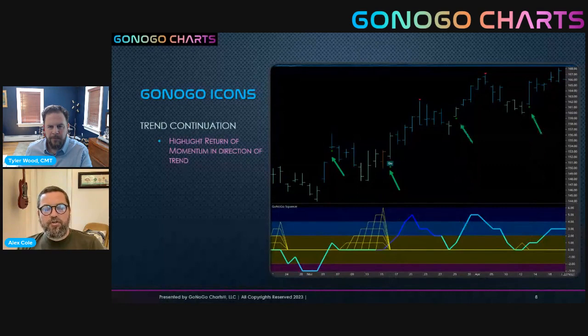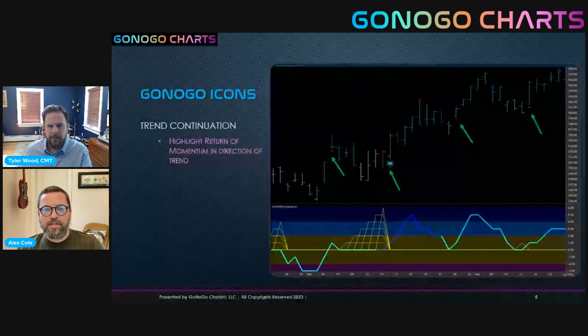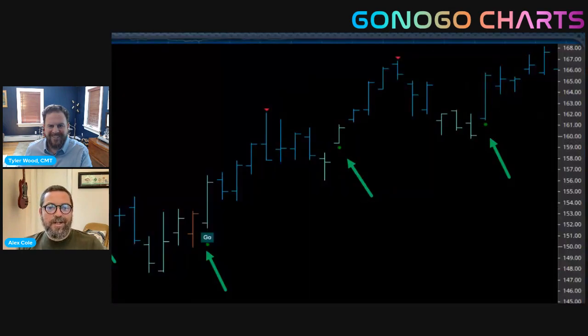The first one are trend continuation icons. And what you see here are green circles when the trend is likely to continue. How do we know it's likely to continue? Because Tyler didn't drop the ball, right? That's what we're looking for.